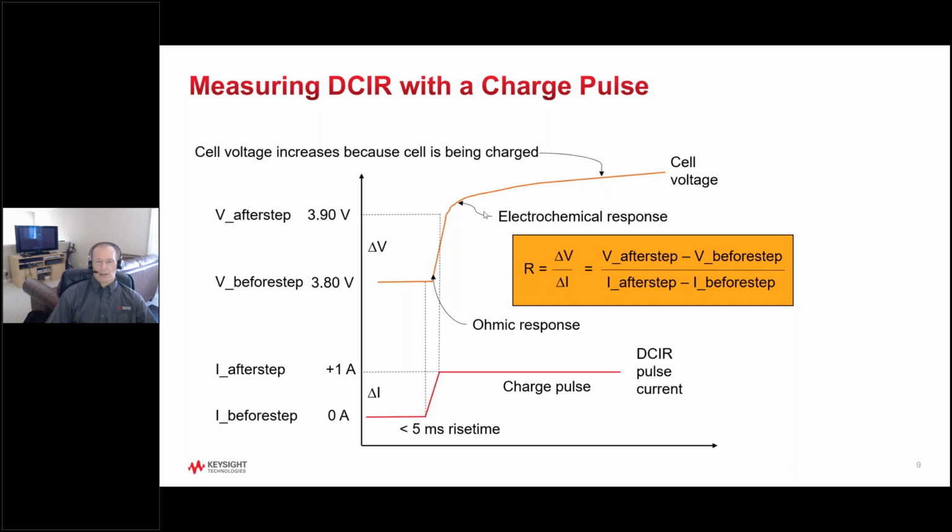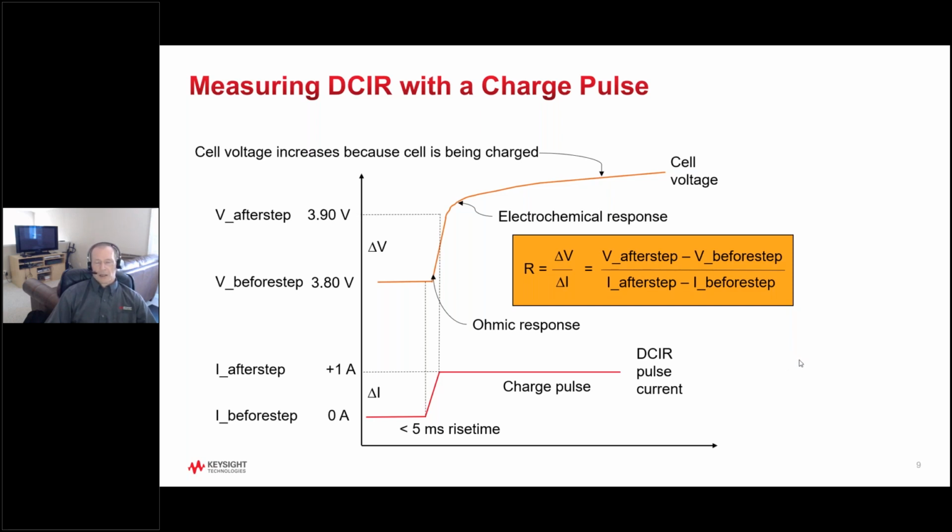In the upper trace here, the change that you see in the battery has an ohmic response, and you can also get an electrochemical response in the cell. The cell voltage, of course, increases because the cell is being charged. In any case, we can calculate the series resistance by a simple delta V over delta I calculation using this basic formula. So it's pretty straightforward how this is done.